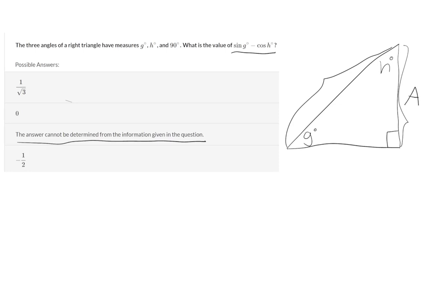Let's name this side A and this side C. And since sine is opposite over hypotenuse, that makes the sine of G A, which is the opposite side, over the hypotenuse, which is C. So this is what the sine of G is equal to.